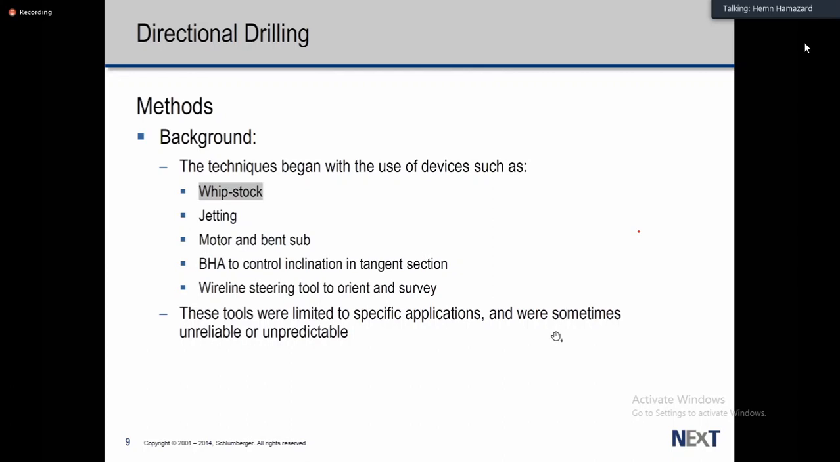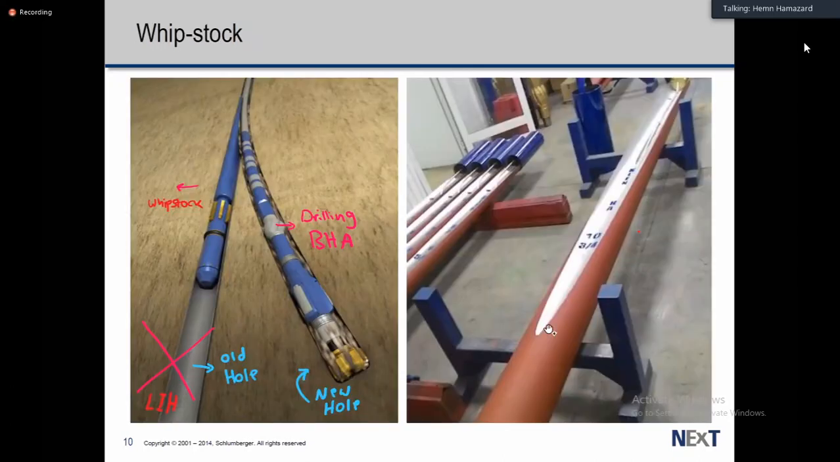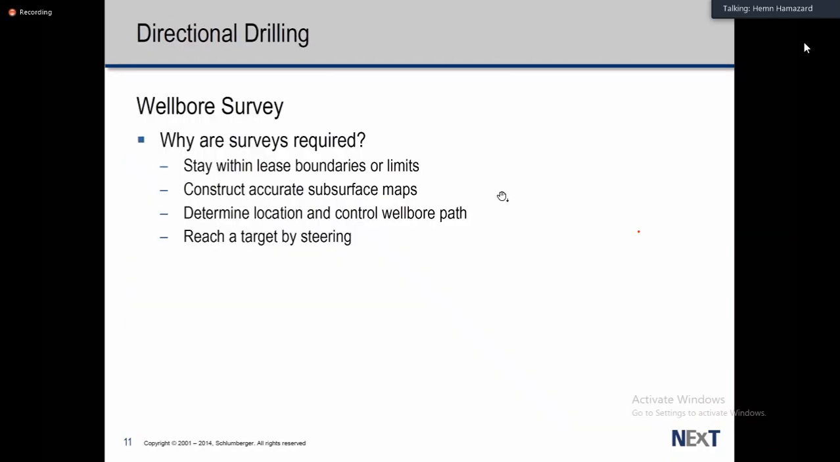This is a picture of the whipstock in the warehouse. As you see, this tool has a ramp in here, and in the hole, it looks like this. This is the ramp area. It is this area, and here you are just running in hole with the mills. You just kick off from here, and you abandon this part of the hole. For some reason, you couldn't drill it. You just make another hole in a different direction.